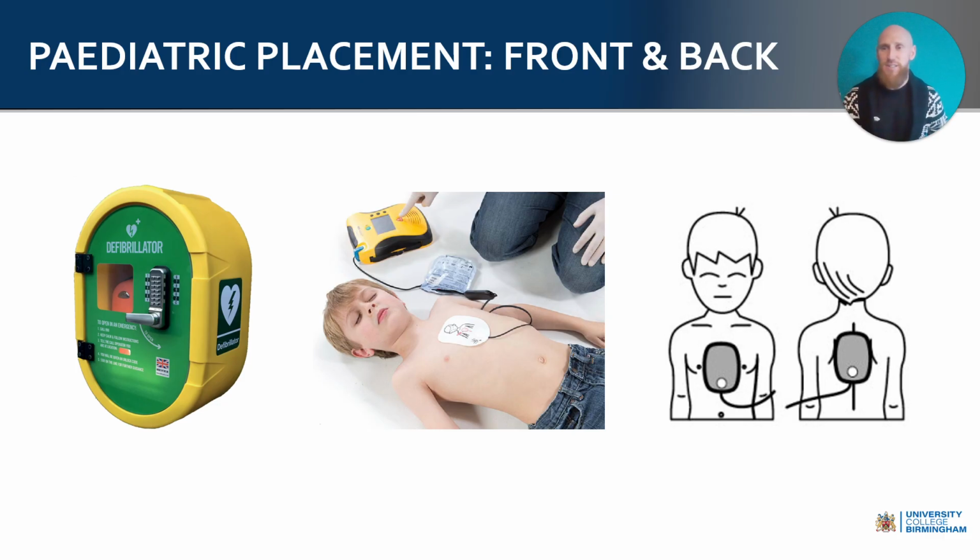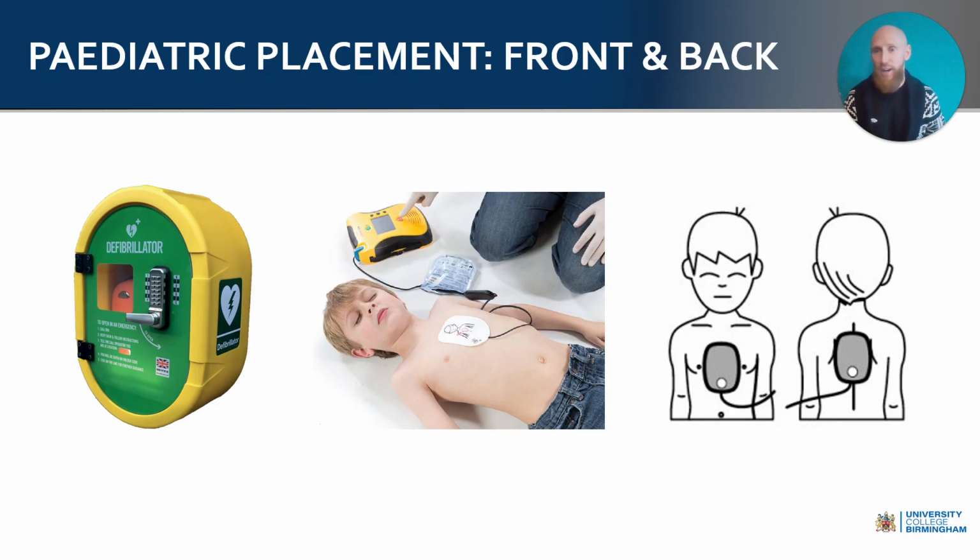The slight difference for pediatrics is that because they've got a much smaller chest, what we do is we go front and back. So we put one on the anterior aspect, one on the posterior aspect, right over where that heart would be in the middle of the chest. And it's the same principle. You're just going to use a pediatric defib for that. On the left-hand side, you might well have seen these in the real world.